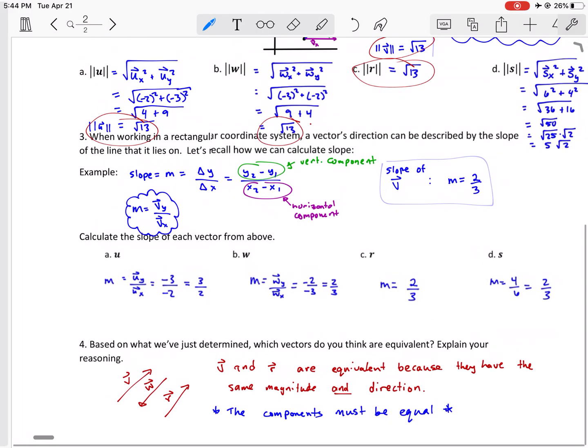Alright, and that's our introduction to vectors. We'll dive in even more as we continue through this and extend it further.